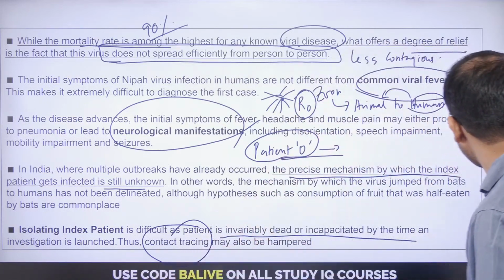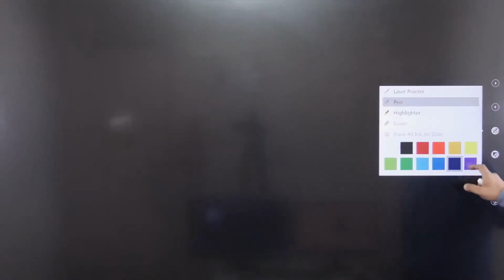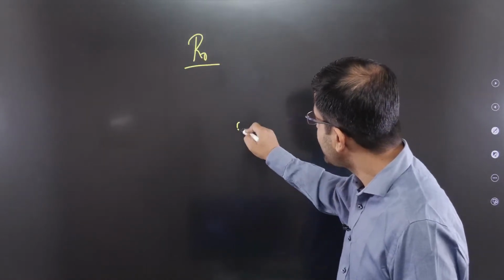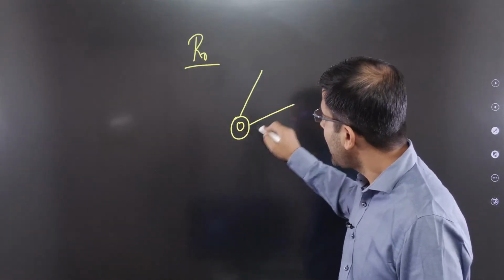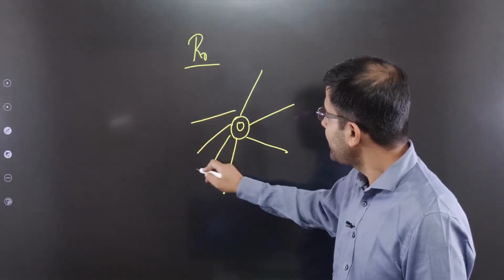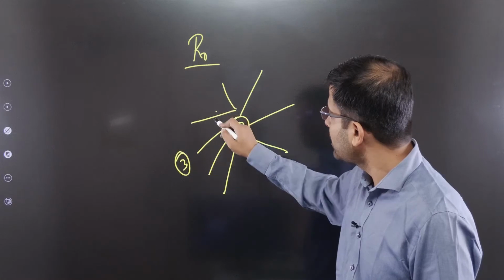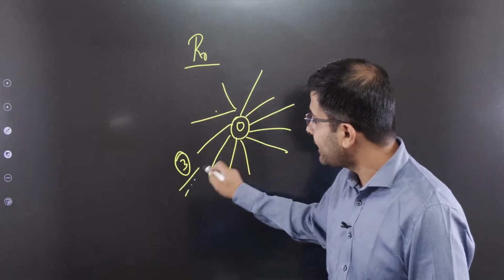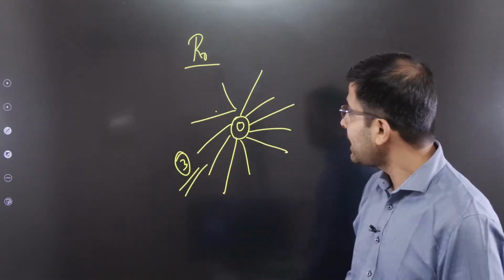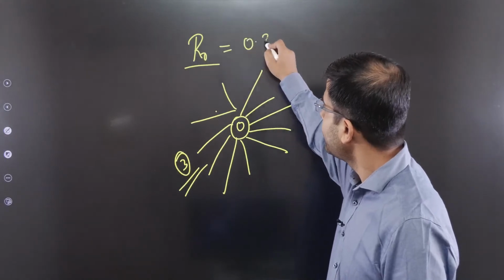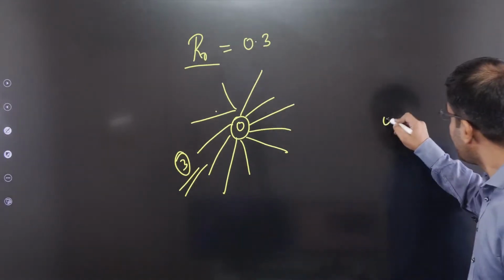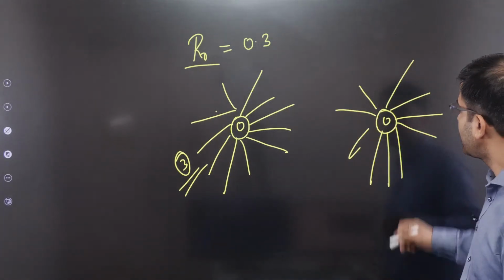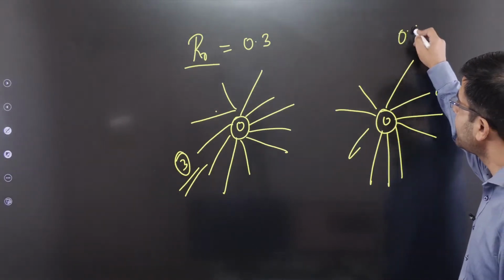If I were to explain R0 to you, it is a very easy concept. Here is R0, which means what? As an individual, if you transmit the infection to, say, 3 people out of 10, then your R0 is 0.3. But if you infect out of 10, say, close to 8 people, in that case it's 0.8.